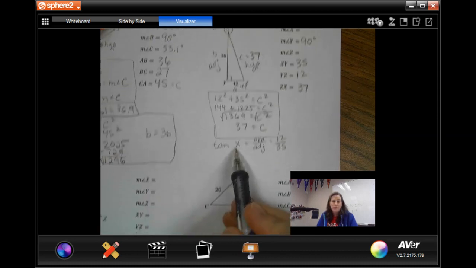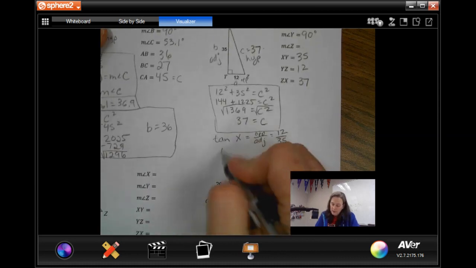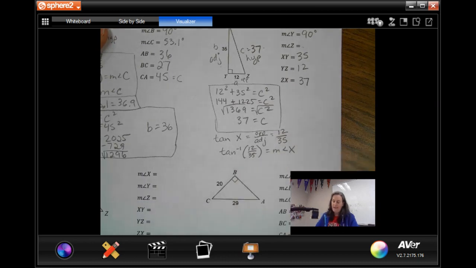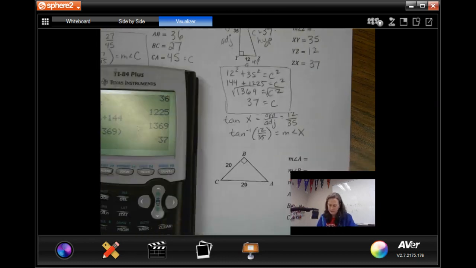That's what we're solving though. So we need to do the inverse tangent, since we have the answer to that is 12 over 35. That will give us the measure of angle X. So let's try inverse tangent of 12 divided by 35.